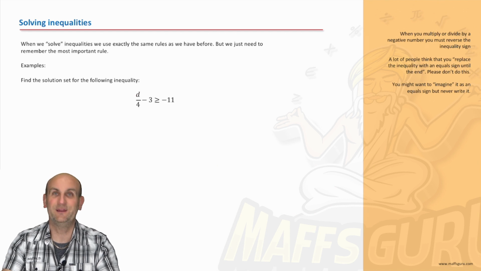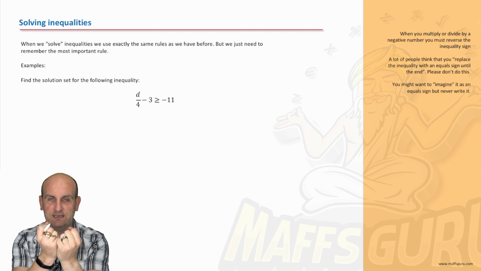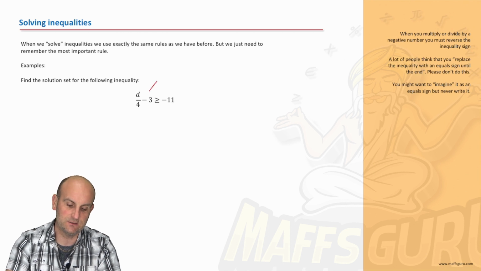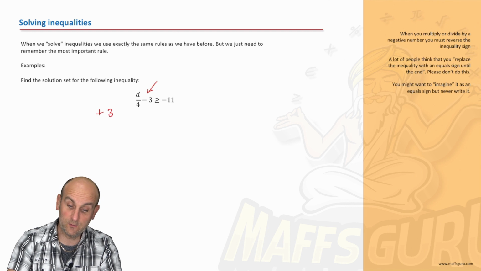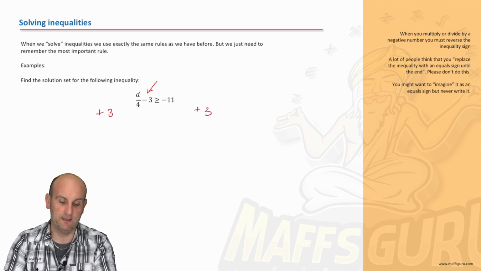What about this one here? Well, again, we just make it slightly more complicated. Remember, anything that's connected to the letter that we are trying to find, be it by a times or a divide, you leave it alone till the very end. So in this situation, what am I going to do? I'm going to add 3 to both sides. Does my inequality need to change? No, because I'm not multiplying by or dividing by a negative number.